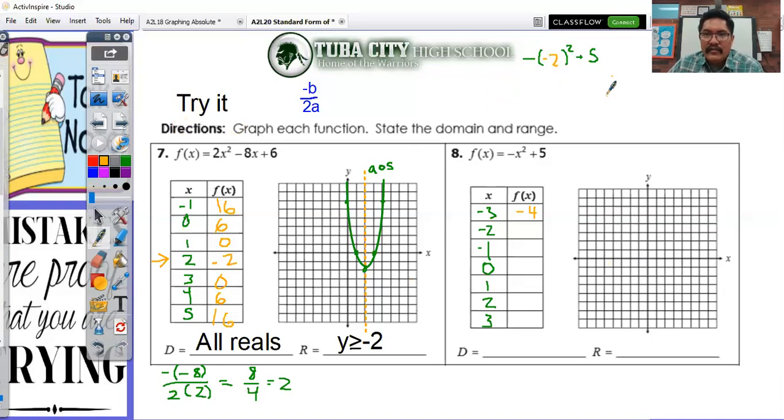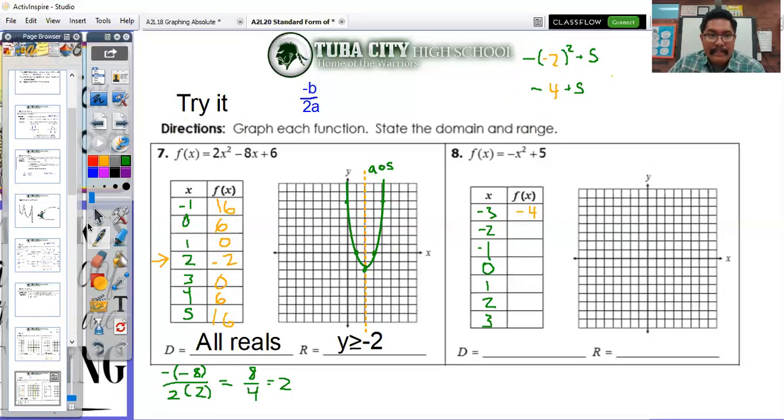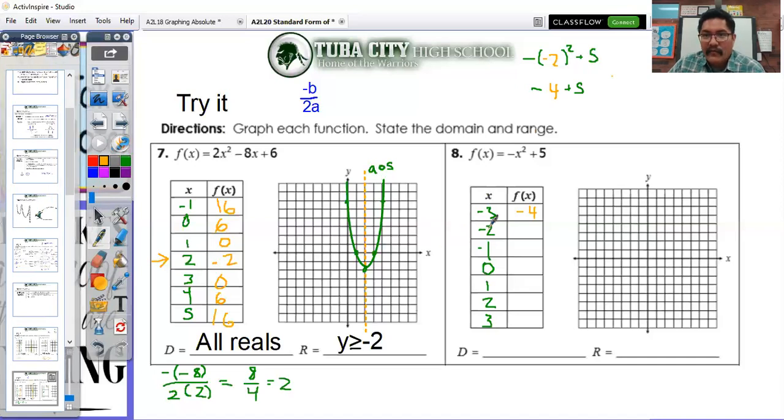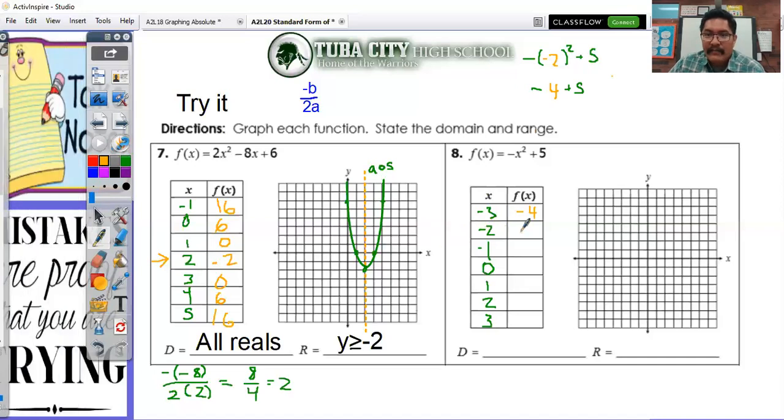So -2 squared is going to be 4. And it's going to be negative again because this negative is the one that is affecting it. So I'm going to try to keep the colors the same so you can see where the negative came from. So the 4 became positive, but this negative just jumped on. And now you have a negative number. So that's -4 plus 5, which in this case would be 1.